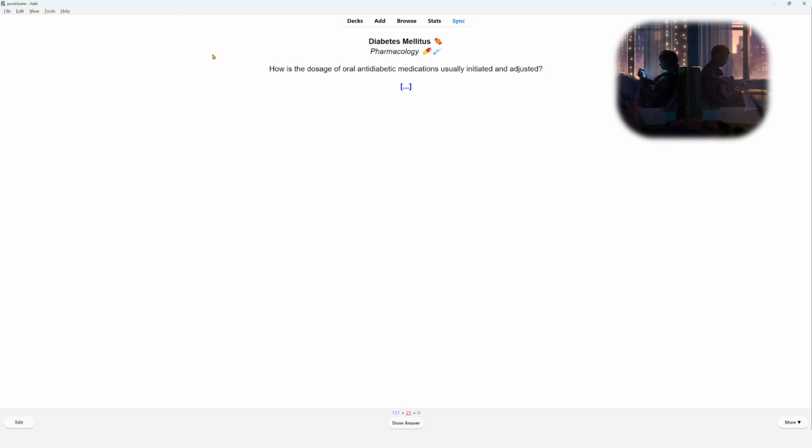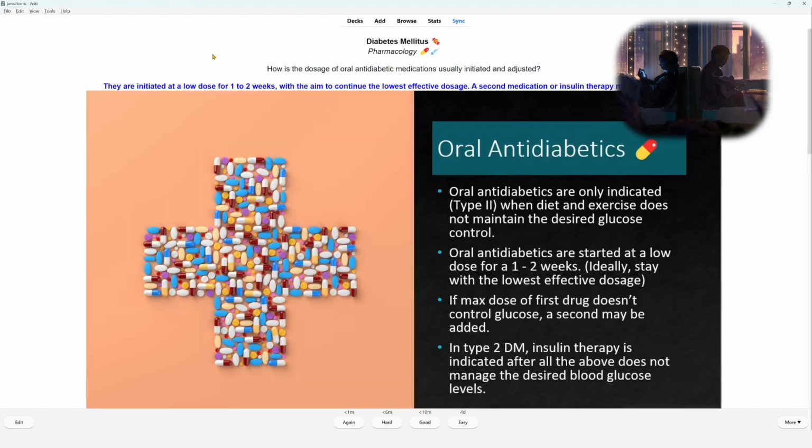How is the dosage of oral anti-diabetic medications usually initiated, Justin? Start off low dose, 1 to 2 weeks, lowest effective dose. Second, medication or insulin therapy may be added if needed. Okay.